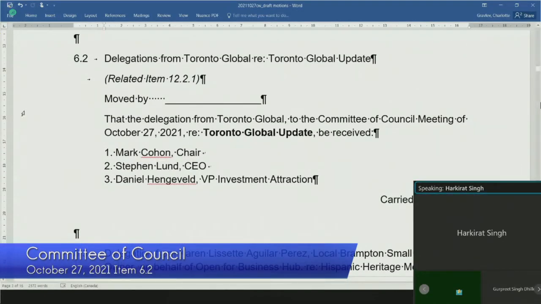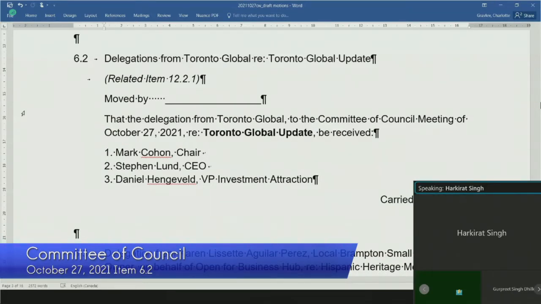I will pass it on to Mark Cohan, Stephen Lund, and Daniel Hagenveld. And if I said your name incorrectly, please correct me. After the delegation, we can consider the staff report 12.2.1 and have any questions for that. So I pass it on to the delegation. Mark, Stephen, and Daniel, you have up to 5 minutes.